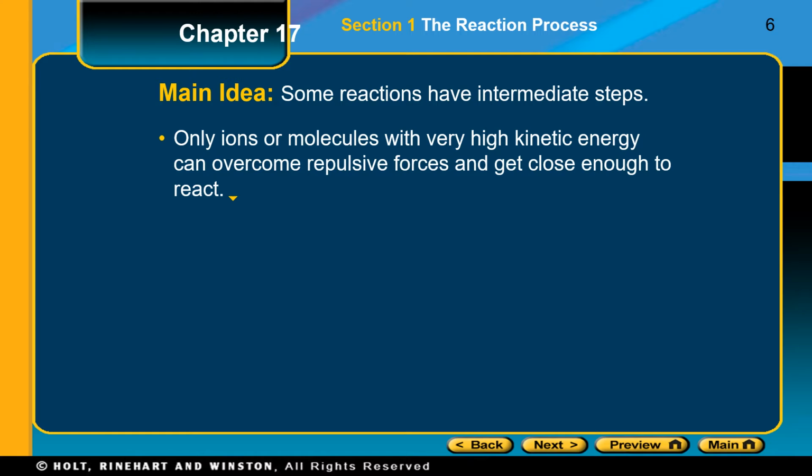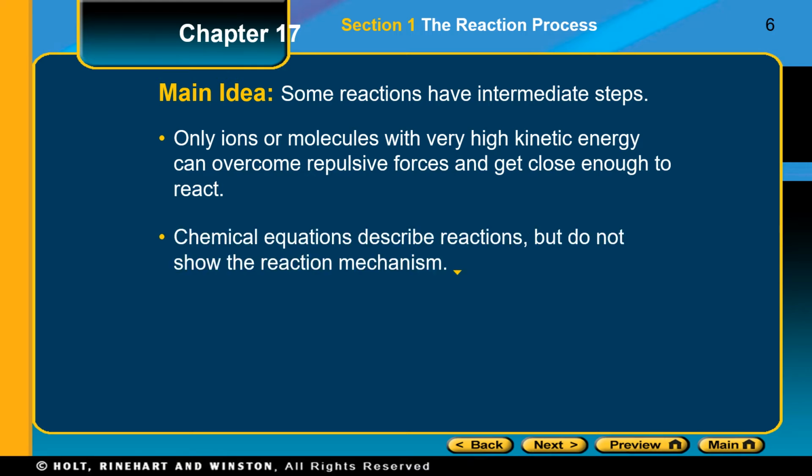So we have to have them traveling toward each other at a high enough speed with enough energy so that they can overcome their repulsion and get their electron clouds close enough together so that they can start interacting with each other.